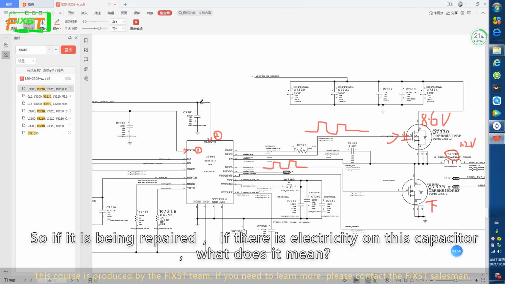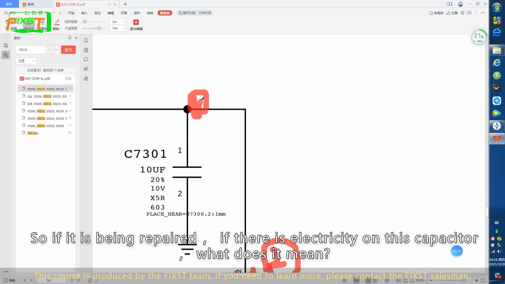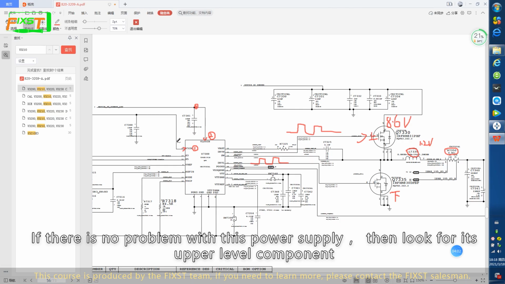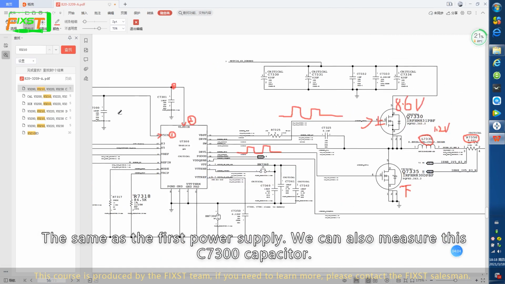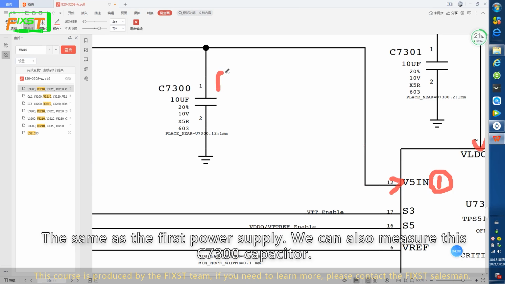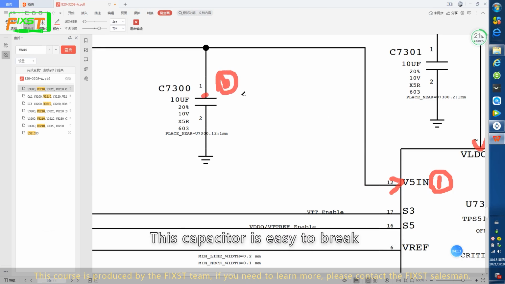So if it is being repaired, if there is electricity on this capacitor, what does it mean? If there is no problem with the power supply, then look for its upper level component. The same as the first power supply, we can also measure the C7300 capacitor. This capacitor is easy to break.